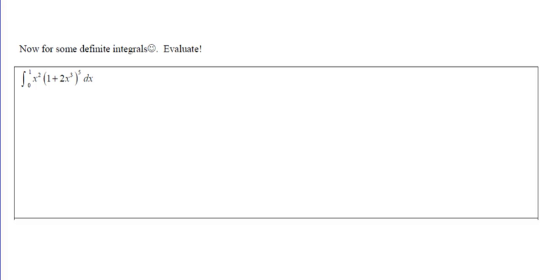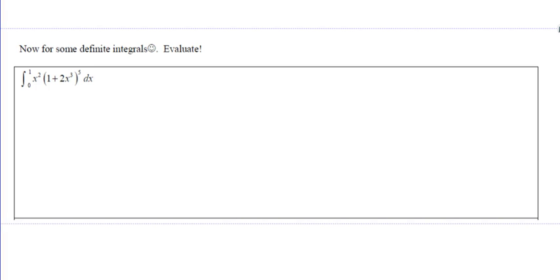What's u going to be? 1 plus 2x cubed, right? Because then du is 6x squared, and we'll have an x squared dx. We'll just take 1/6 of it. Okay, we're going to write it all out, but that's where you're going.